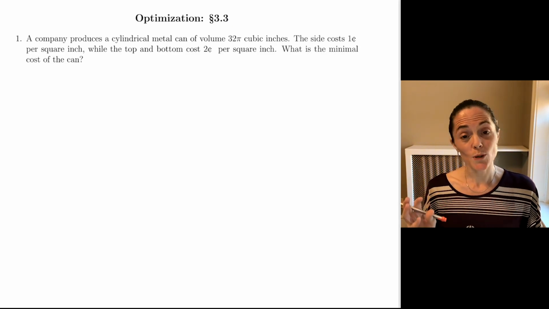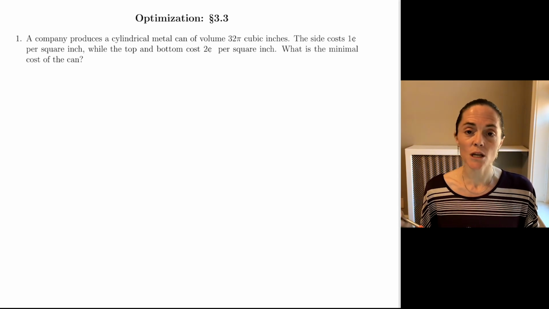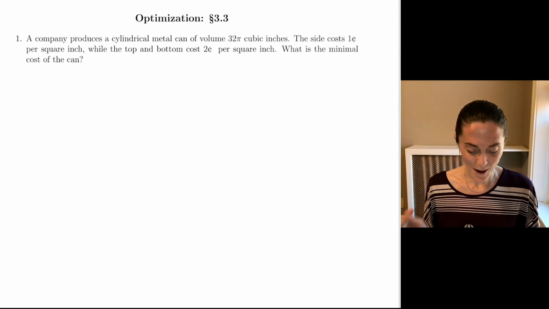A company is producing a cylindrical metal can. We are given its volume. We're given information about the costs of the material. And then we want to find the minimal cost of the can. This is a minimization problem.